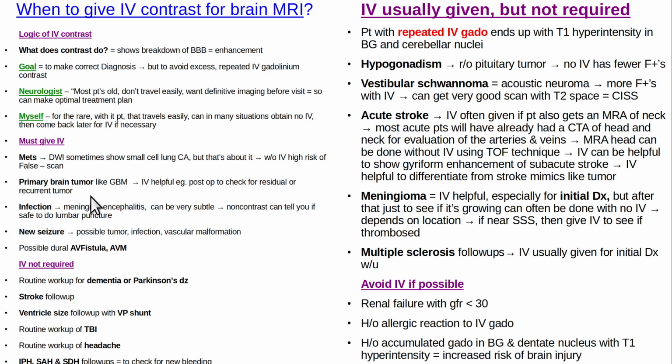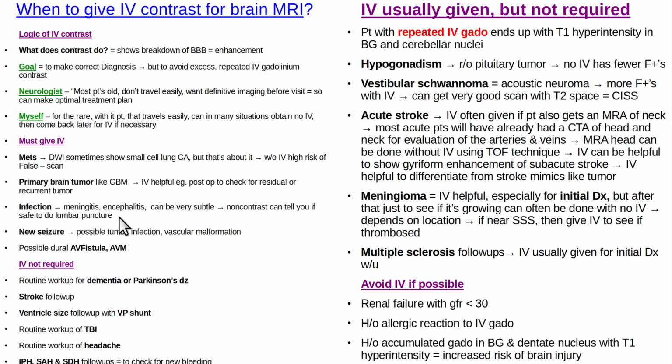If you're looking for infection, normally you will want to give IV. You'll be more sensitive for detection of infection. Brain MRI seldom sees infections. Brain abscesses, they're rare. I mean, how often do I see a brain abscess? About once a year. But they can be helpful.